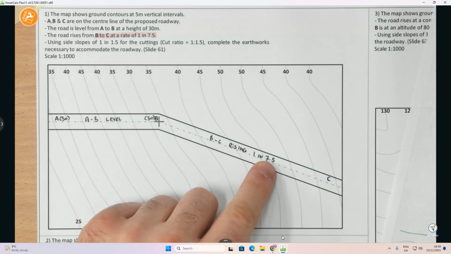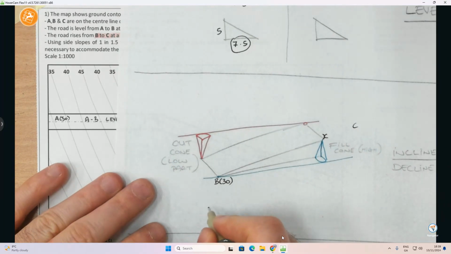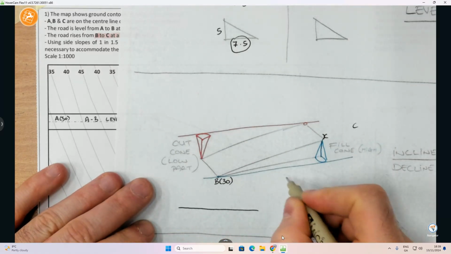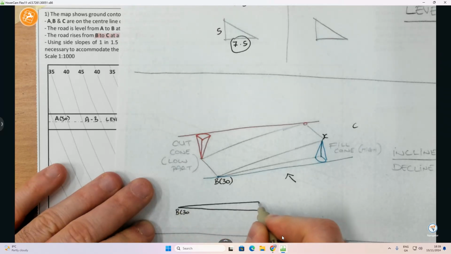So, if it's rising at a rate of 1 in 7.5, imagine we're looking straight in at the road like this, and B is here, at a height of 30. I travel along the road 7.5 meters from there all the way over to here.